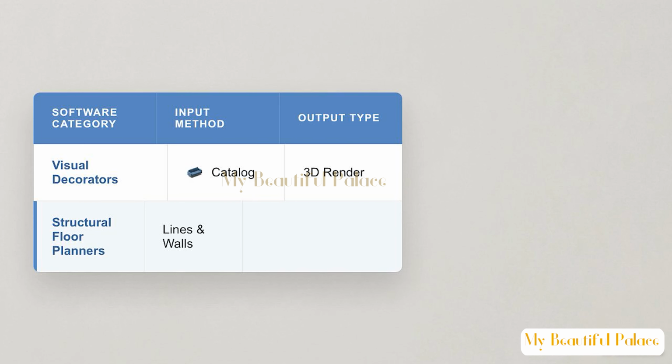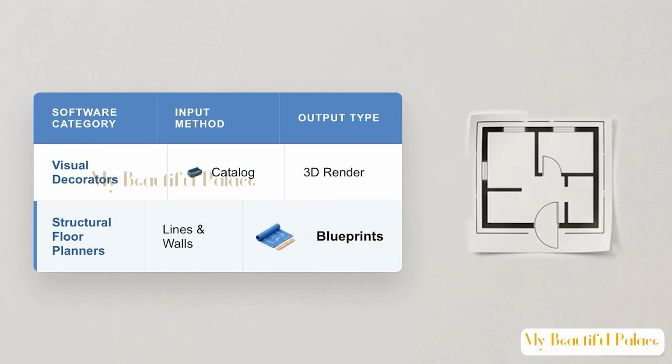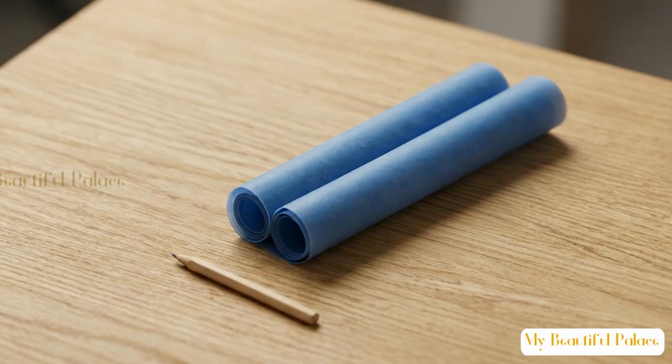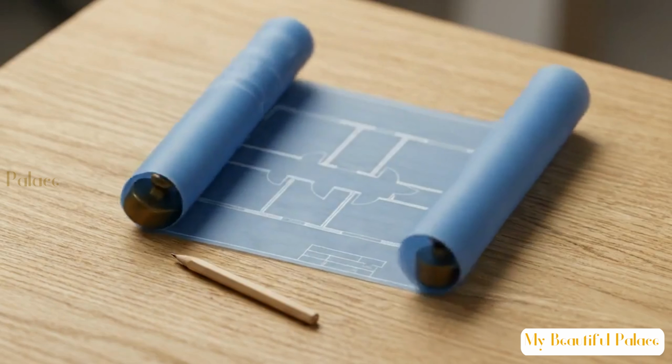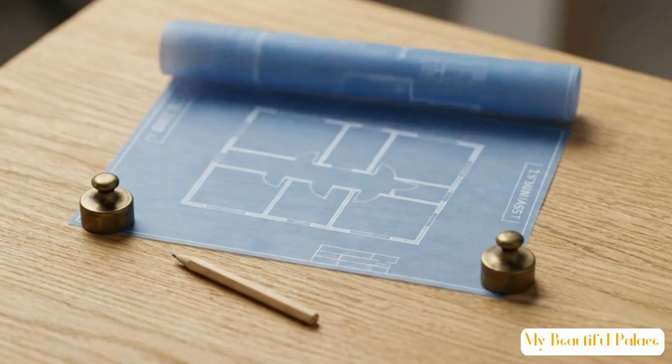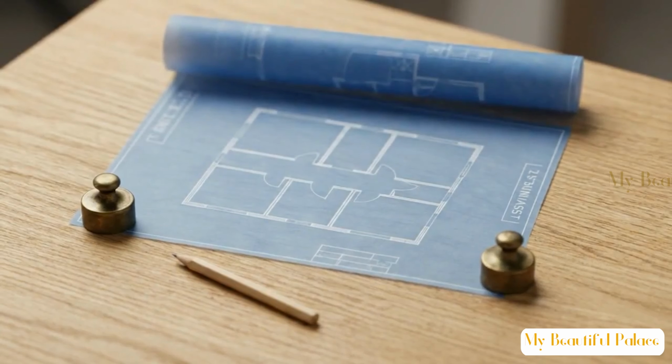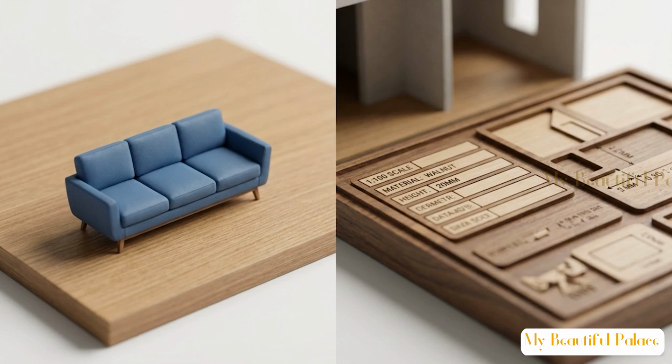The result of that strict input is a highly accurate, contractor-ready floor plan that translates directly to a physical construction site. Because the structure is locked in with precise numbers, you can reliably analyze spatial flow and verify exact clearances for cabinets and doors. However, this rigid workflow is noticeably slower and less intuitive than the drag-and-drop decorators.